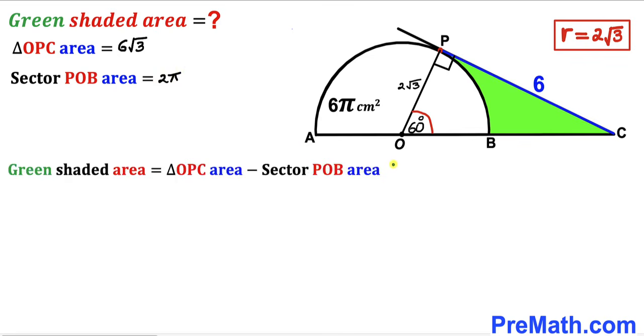And here's our final step. Let's recall this equation once again. The green shaded area is equal to the triangle OPC area minus the sector POB area. We already figured out this triangle area over here and the sector area over here as well. So let's go ahead and fill in the blanks in this equation. So therefore the green shaded area is going to be, our triangle OPC area is going to be 6 times square root of 3 minus the sector POB area is 2 times pi, and that is going to be the area of this green shaded region.